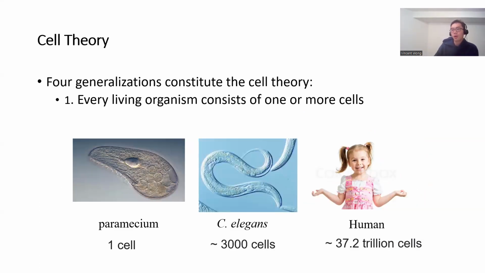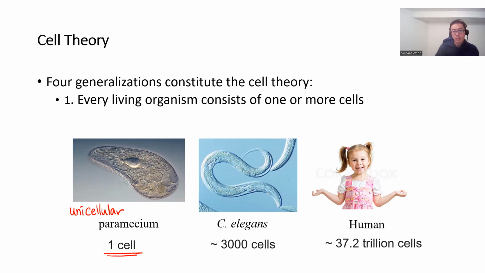So there is something called the cell theory. There are 4 parts to the cell theory, and I'm just going to go through them with you. The first part of the cell theory states that every living organism consists of 1 or more cells. Sometimes the organism is just 1 cell big, like this thing called the paramecium. It's the same as the amoeba. They live in fresh pond waters, and this is one cell big only. We call this unicellular.